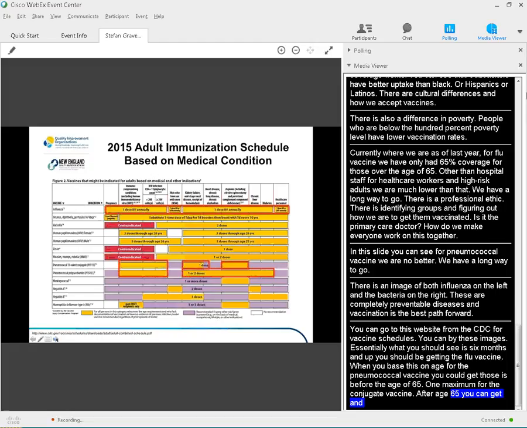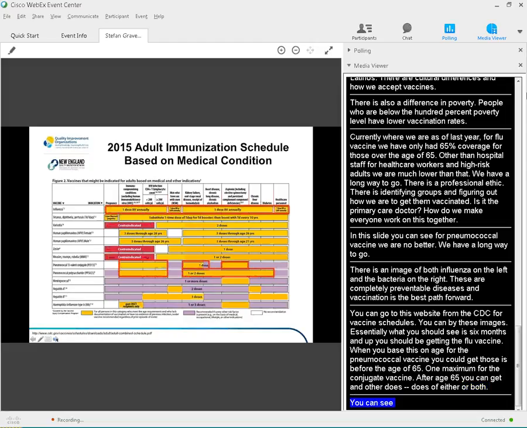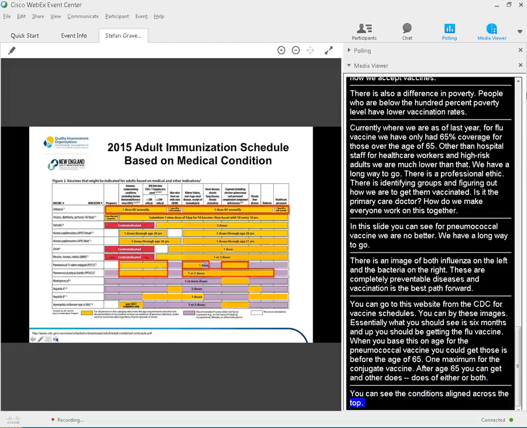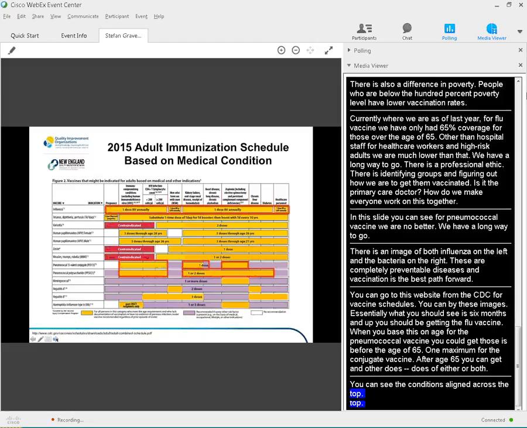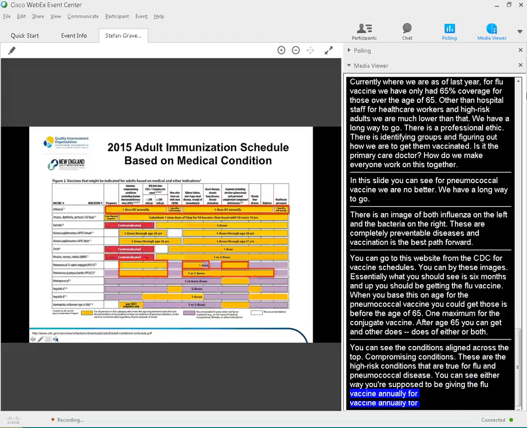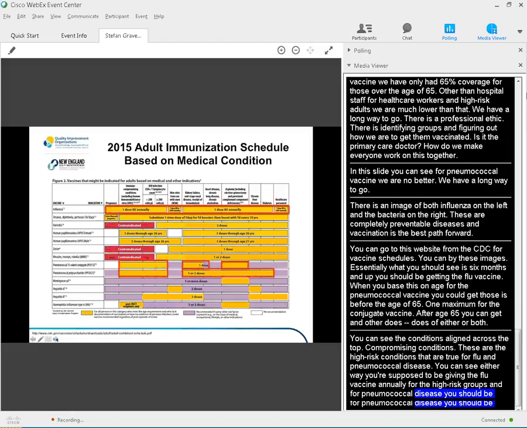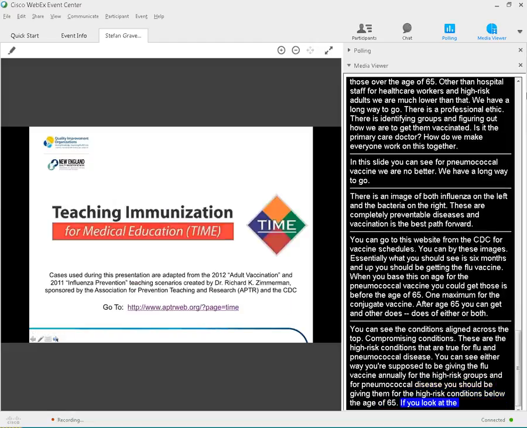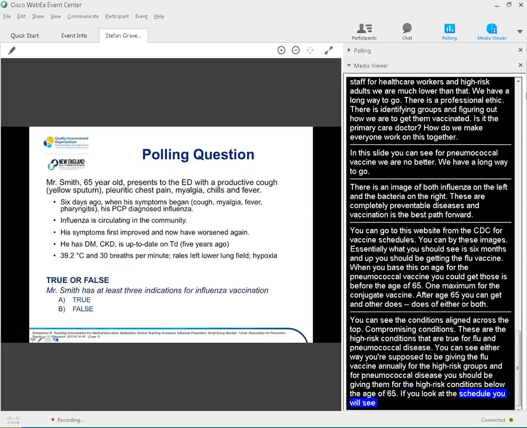For conditions, it's a little bit more complicated, and you can see the conditions aligned across the top. Immunocompromising conditions, pregnancy, HIV infection, kidney failure, heart disease. So these are the high-risk conditions that are true for both flu and pneumococcal disease. Either way you're supposed to be giving the flu vaccine annually for these high-risk groups. And for pneumococcal disease, you'd be giving them for these high-risk conditions also below the age of 65. Again, if you look at the schedule, in some cases it's 1 dose, and in other cases it's 2 doses.